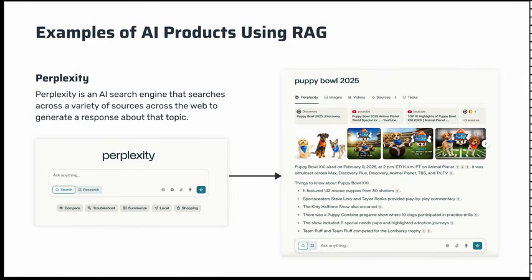So going into some examples of AI products that use RAG, Perplexity is a search engine that can search the web for a variety of external sources to generate a response about the topic that the user is asking about. So if I were to ask it a question about the Puppy Bowl in 2025, which is not something you'd expect an LLM model to be trained on, Perplexity can actually reach out to the web and find information for me about it and return it to me in an easy to understand way.